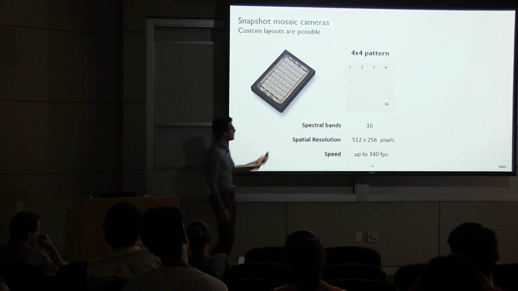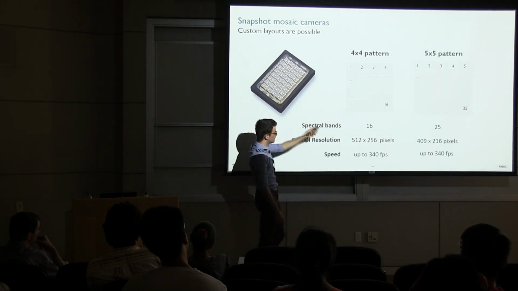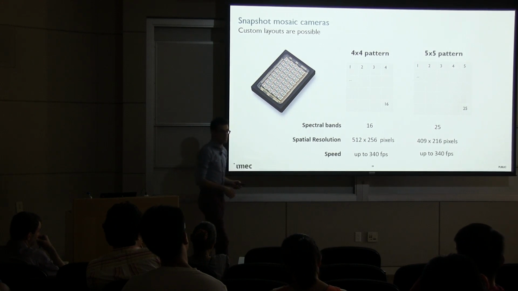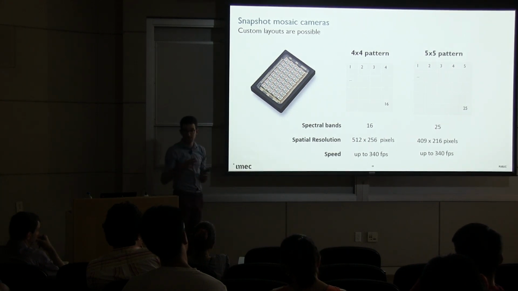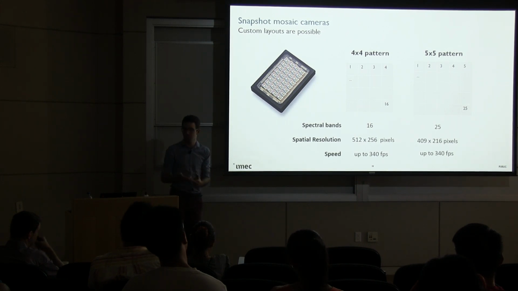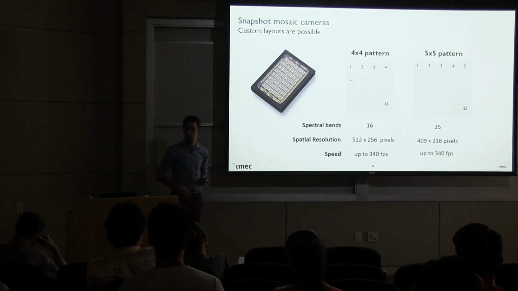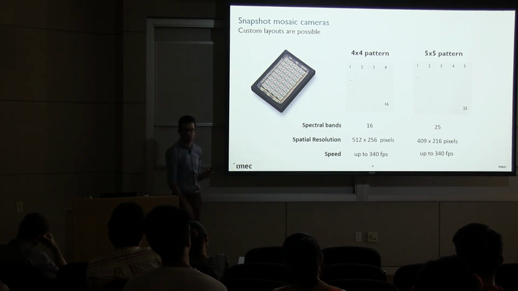Of course, the more filters you use, the more spatial resolution you will lose, because the sensor stays the same size. Compared to the line scan sensor, there you have high spatial resolution and high spectral resolution, but the trade-off is in the temporal resolution because you cannot do that anymore. But these snapshot cameras can work up to 300 frames per second to create real-time video.